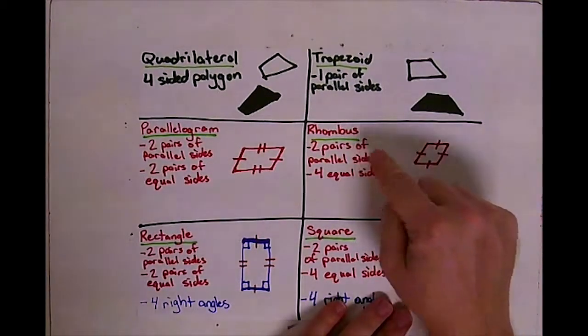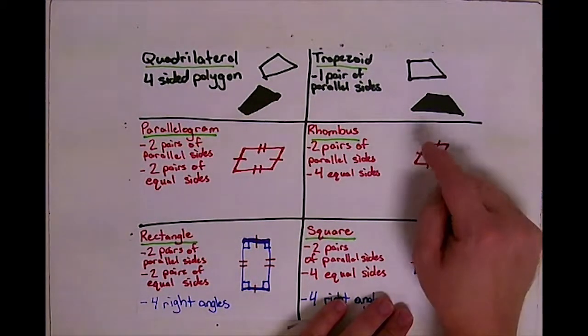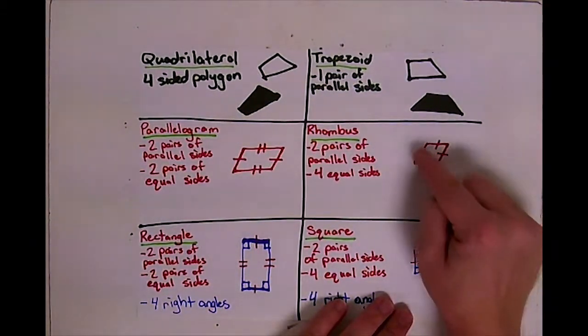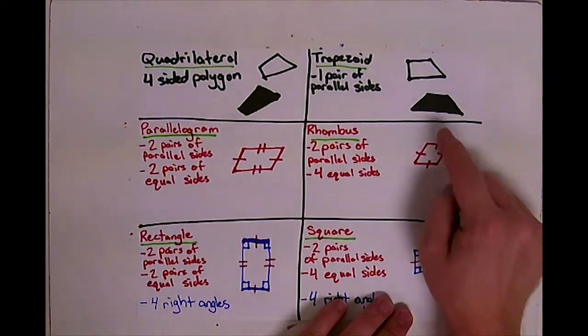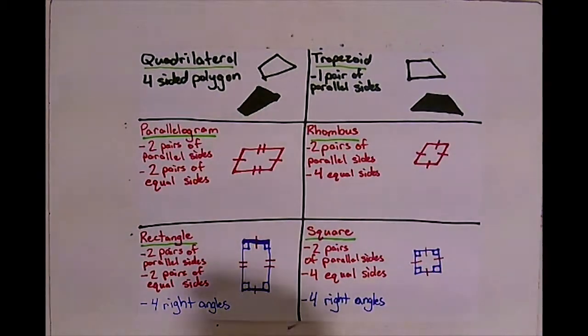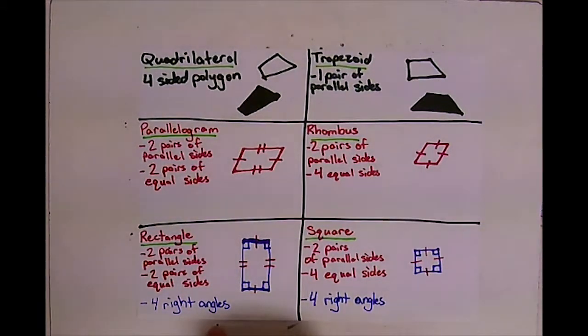A rhombus has two pairs of parallel sides, but you have four equal sides. That's why they each have one dash around it, because that side is equal to that side, which is equal to that side, which is equal to that side. A rectangle is a lot like a parallelogram, but the only difference is they have four right angles.